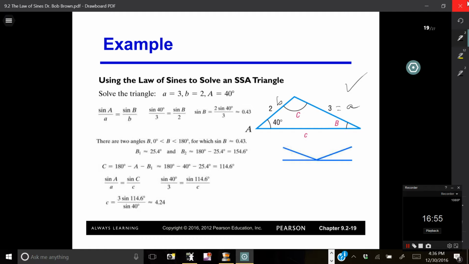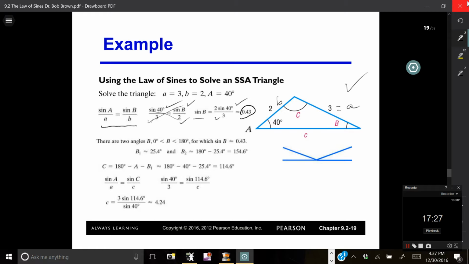Notice that we write down the law of sines. Sine A over a equals sine of B over b gives us sine of 40 degrees over 3 equals sine of B over 2. Solving for sine of B, cross multiplying, we get sine of B is equal to 2 sine of 40 degrees divided by 3, which is 0.43.